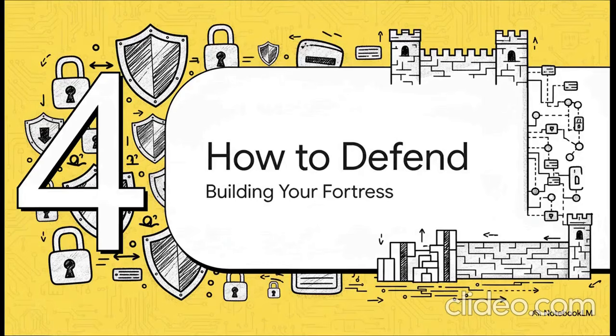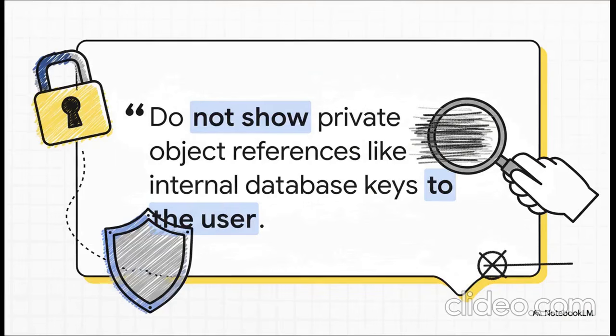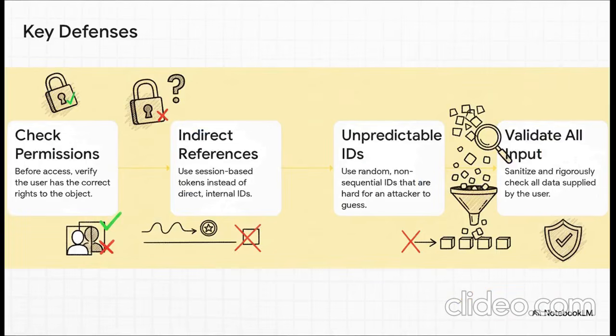Okay, that was all a bit scary, right? We've seen the crime scenes, we get how the culprit works, so how do we stop them? Let's talk about building our digital fortress. This right here is the number one rule. It is the foundational principle of defending against IDOR. If the user never even sees the real internal ID, the actual key that unlocks a row in the database, then they can't possibly mess with it. The absolute best defense is to hide that secret key from the very start. So how do you actually do that?